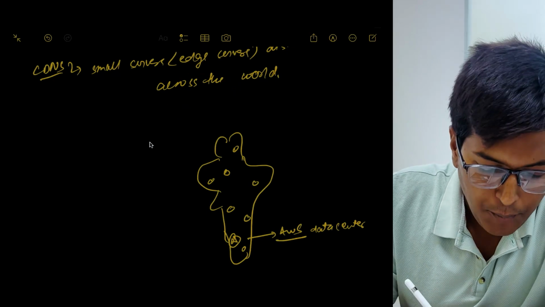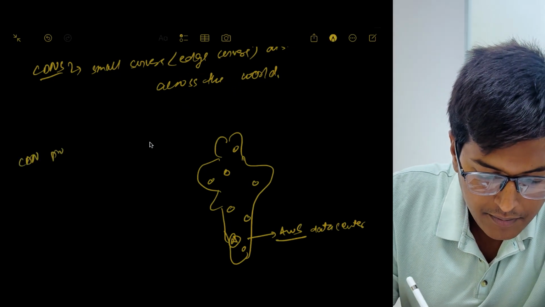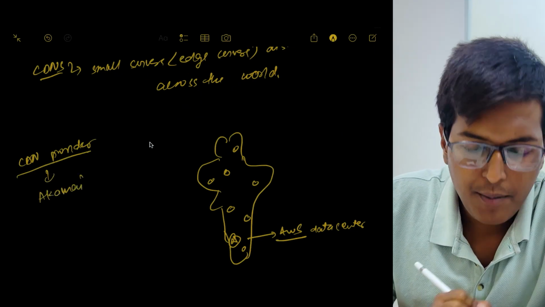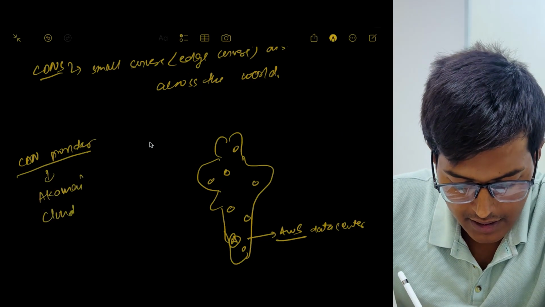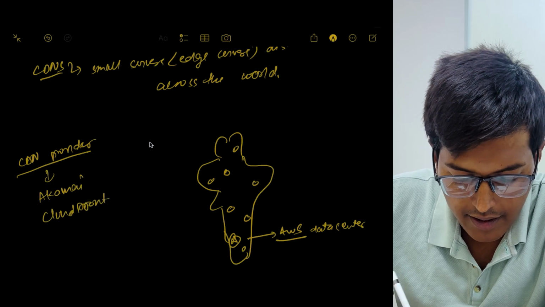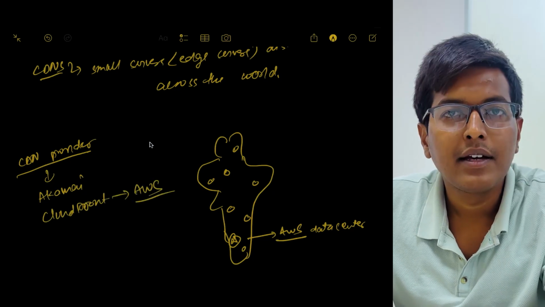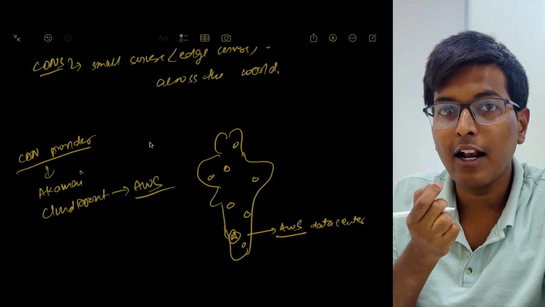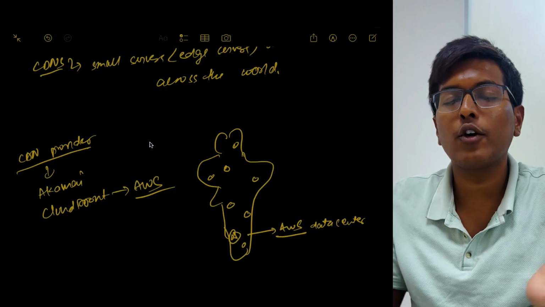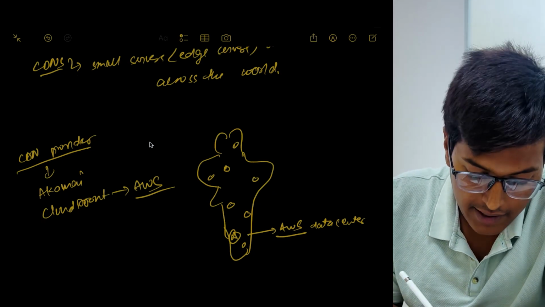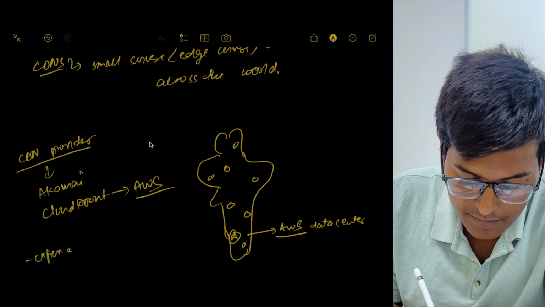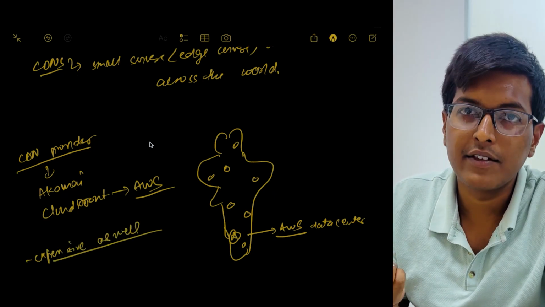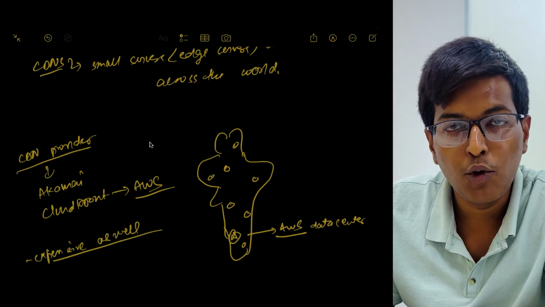Edge CDNs are provided by CDN providers. There are multiple CDN providers. For example, Akamai is a very famous one. CloudFront is by AWS, the AWS CDN system. Since there are a lot of these small servers all across the world, they are expensive as well. CDNs are expensive as compared to AWS servers.